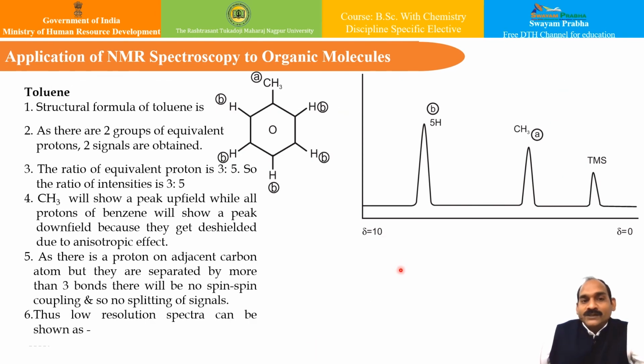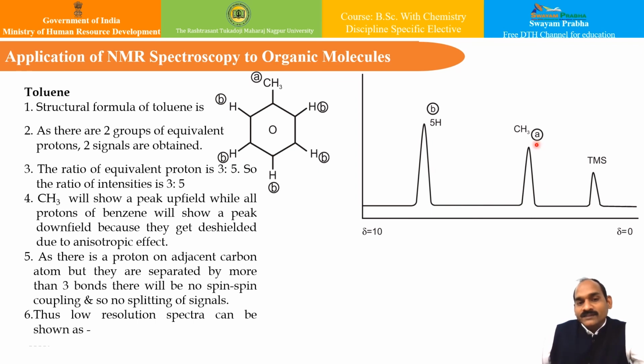Similarly, if you look at toluene, the structural formula for toluene is given like this. You can have A kind of environment for these three protons, and all five protons of the benzene ring are in the same environment, so B kind of proton. So it is expected to have only two peaks, isn't it? And their ratio, that is their intensities, should be 3:5, because there are three protons of A environment and five protons of B environment.